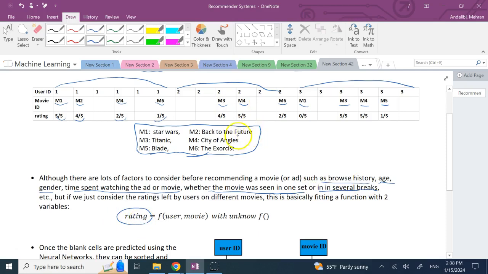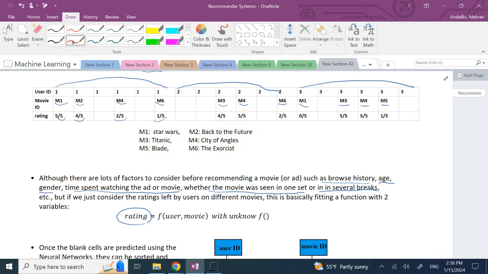And the other thing is they have different genres of movies, right? So, for instance, the first 2 movies could be sci-fi movies. The second 2 movies could be, for instance, romance movies. And the last 2 movies could be horror movies. Okay? So they have these different genres or different categories of movies.